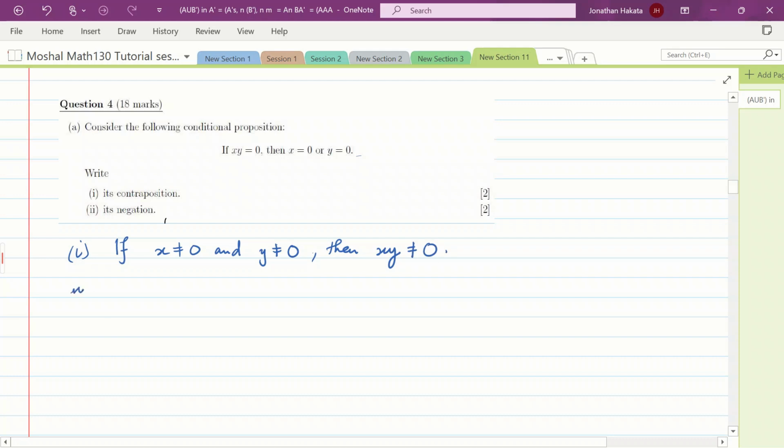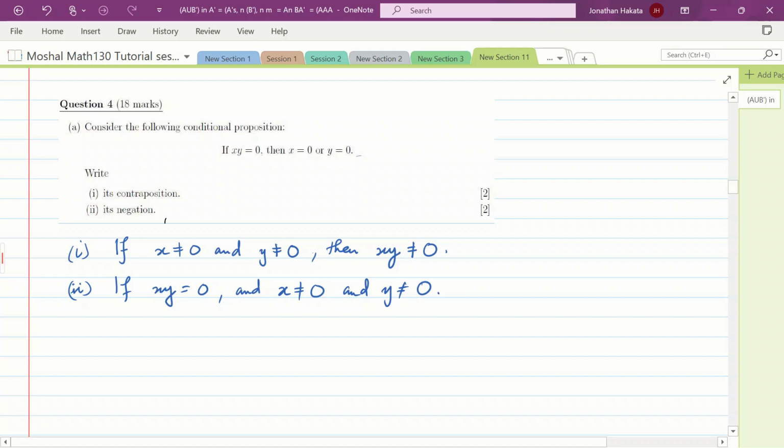Okay? So secondly, its negation. The negation of a statement only opposes the implication part. So if xy is equal to 0, the word then changes to and x is not equal to 0. We negate that, and the word or changes to and y not equal to 0.